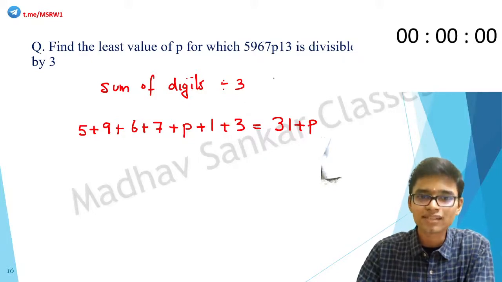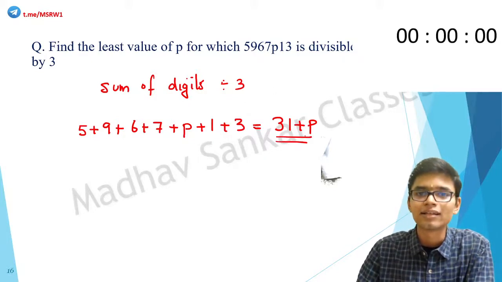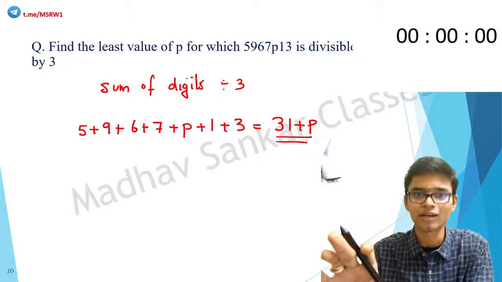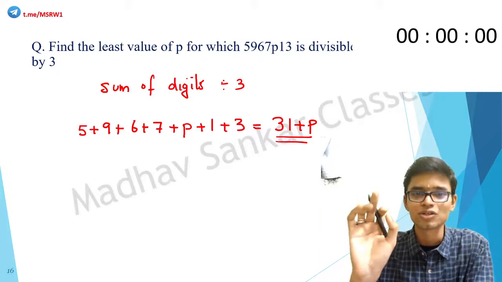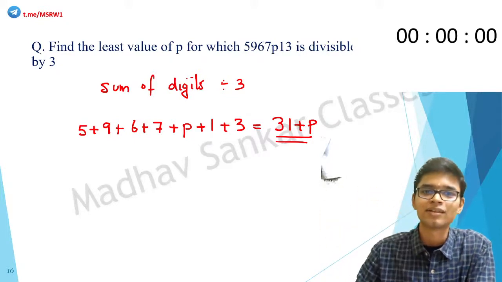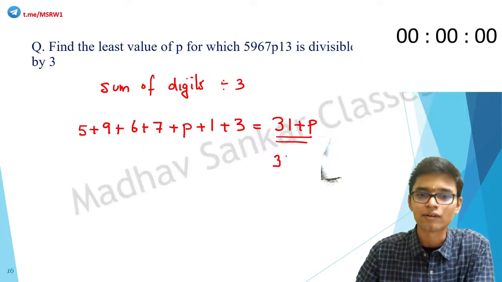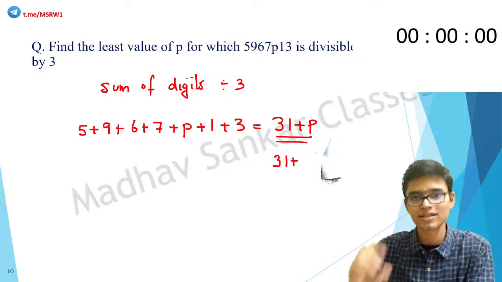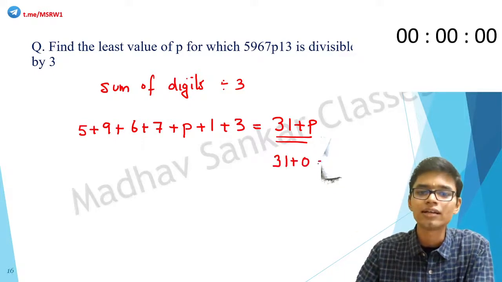Okay. So if this number is divisible by 3, then what should be the minimum value of p? That is the question. P should be a positive number. You can't put a negative symbol. So what is the value of p there? If p is 0, let's consider 0, then it would be 31.